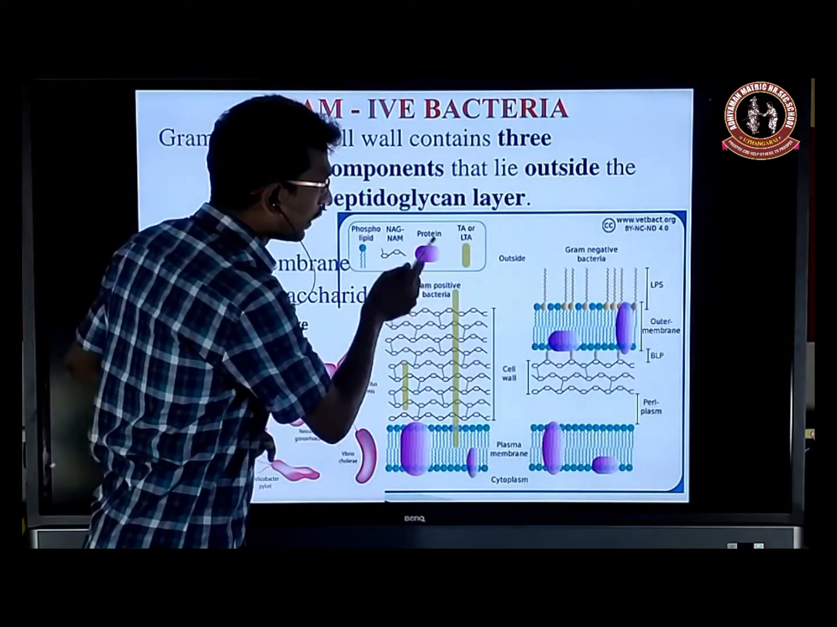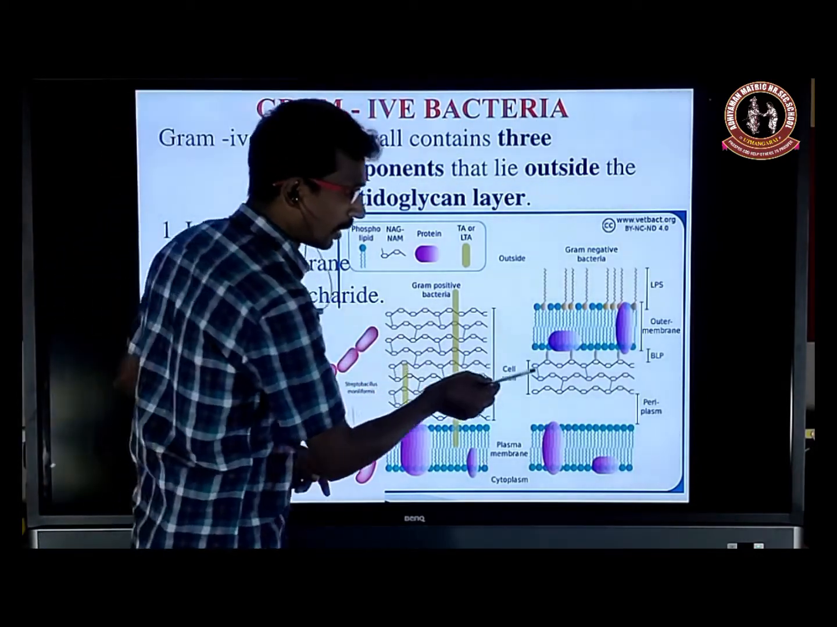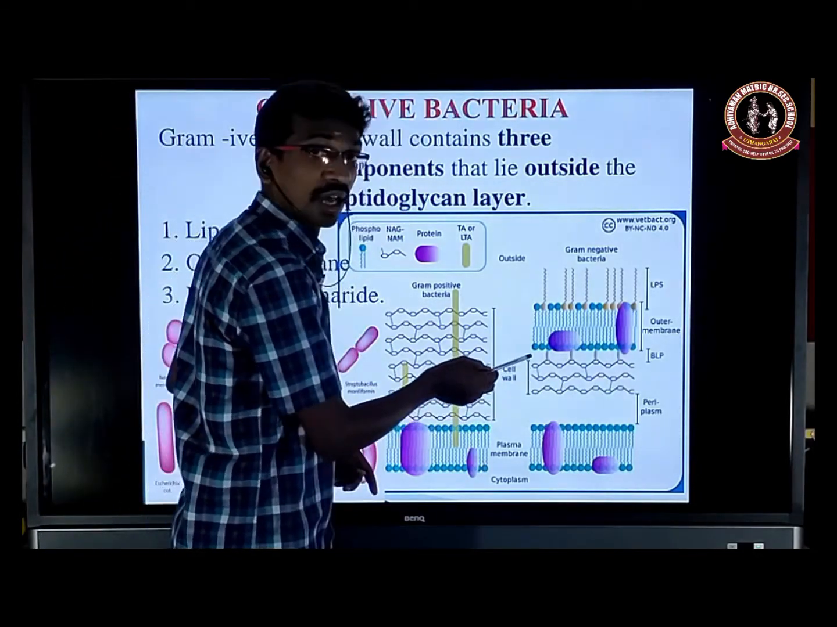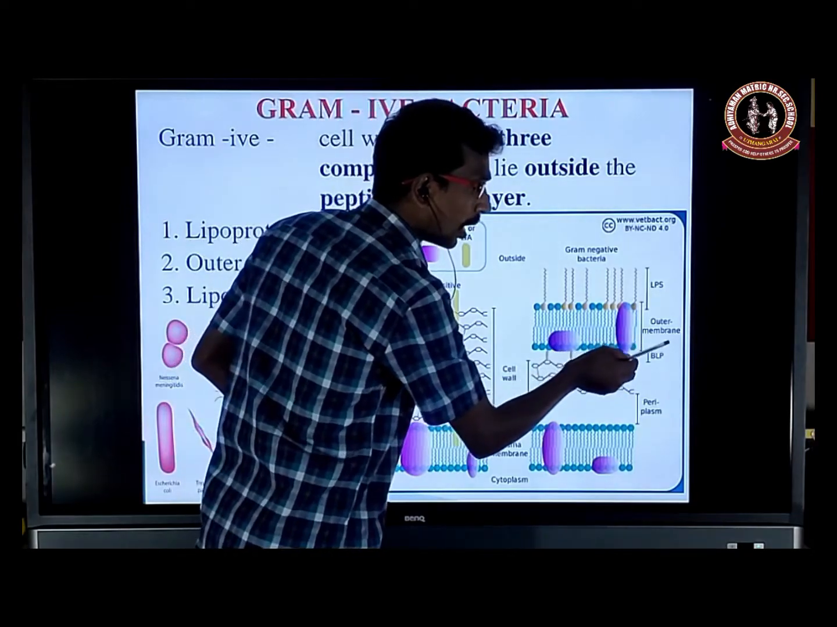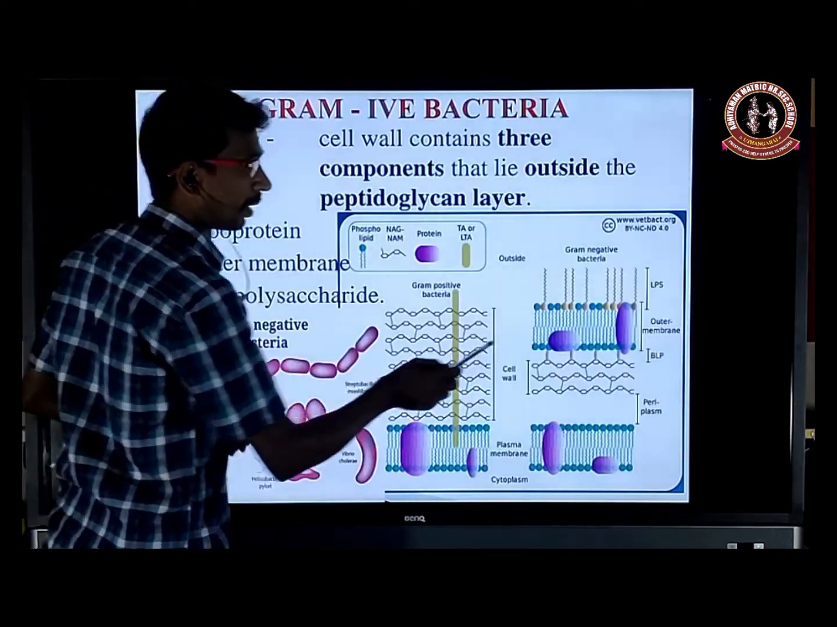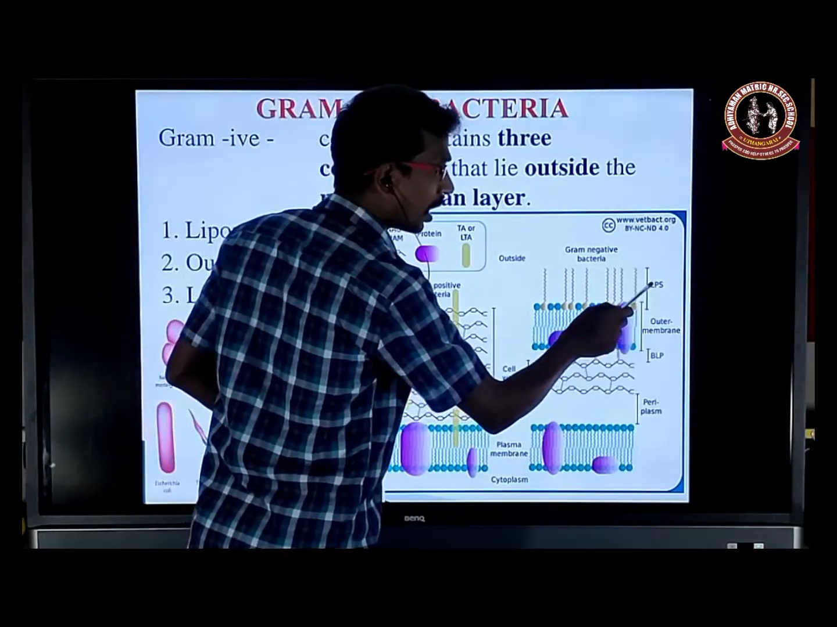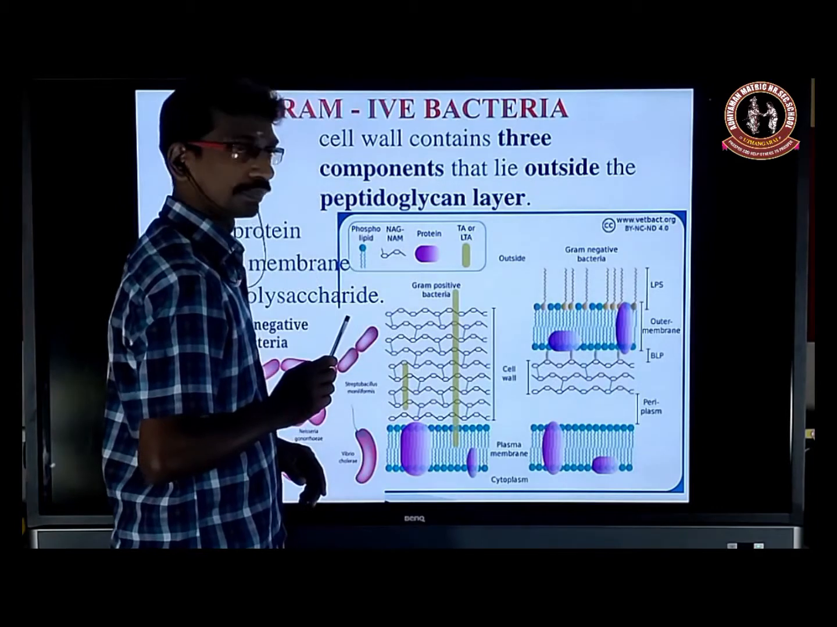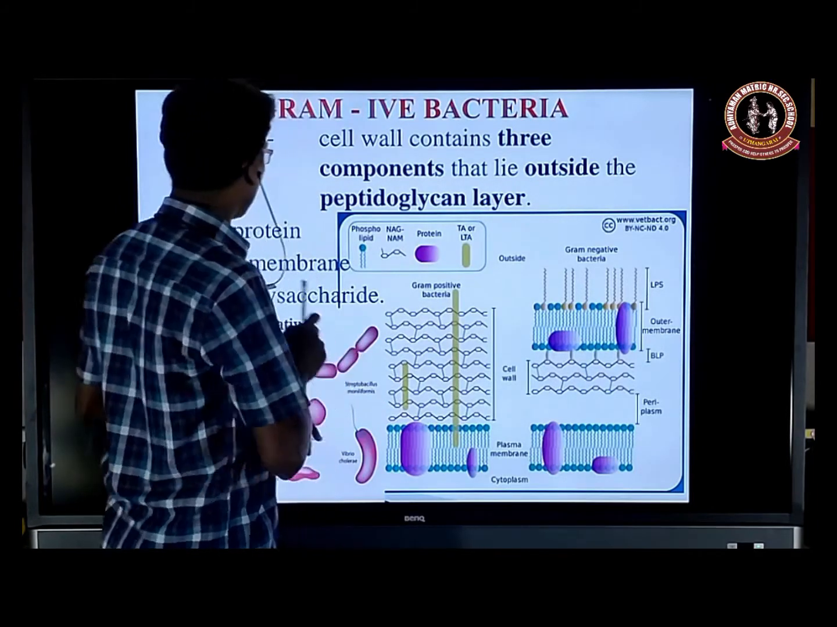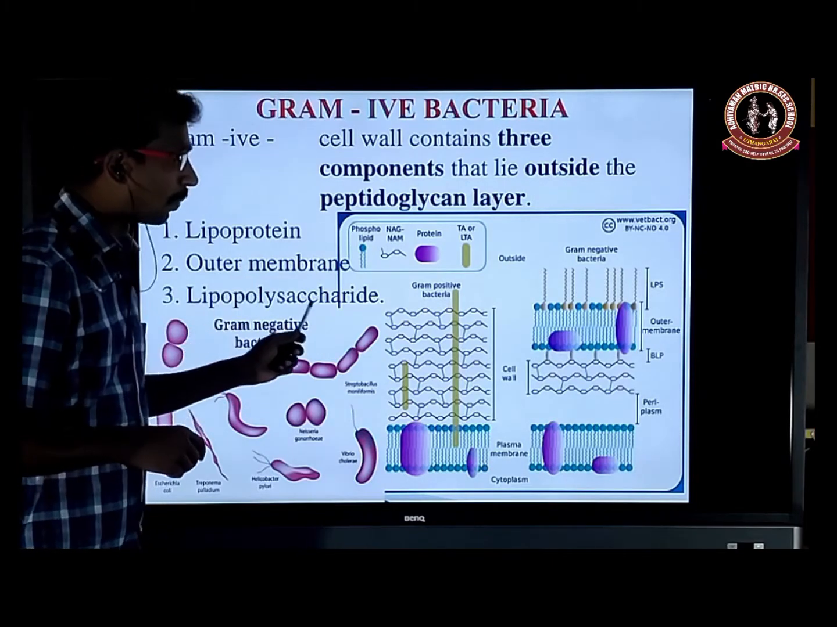There is no other layer outside the gram positive cell wall, but outside the cell wall or peptidoglycan layer in gram negative bacteria, an outer membrane is additionally present, and a lipopolysaccharide layer. So: lipoprotein, outer membrane and lipopolysaccharide.